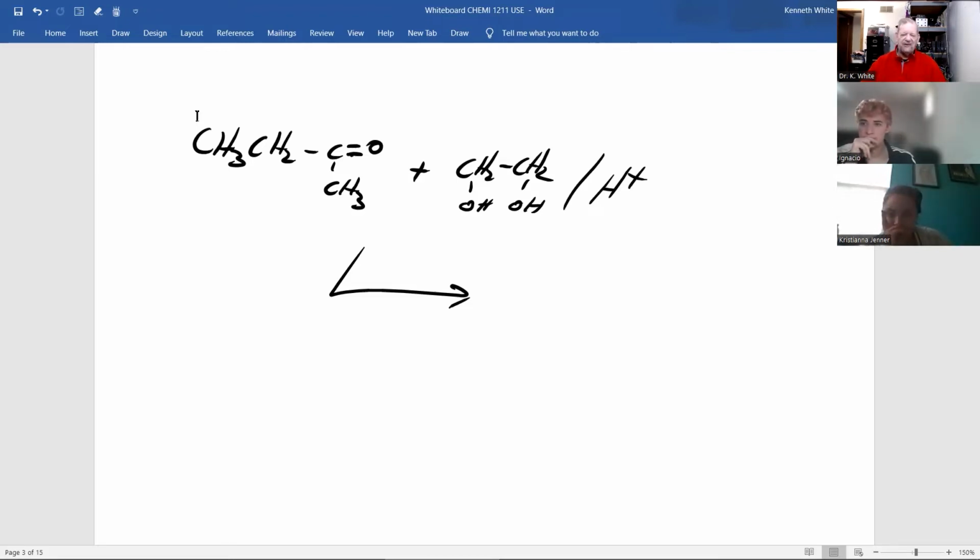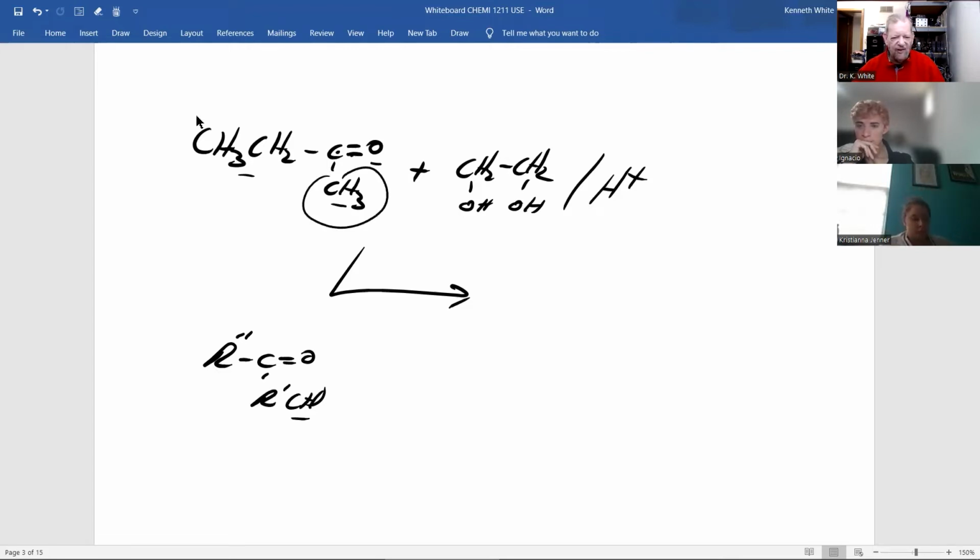All right, my turn. And if we look, what's different, what's not carbon, what's not hydrogen? Ooh, oxygen, double bond to carbon. Carbon's here and here. That's a ketone. Now, it could have been an aldehyde if the R prime was hydrogen, but it's not. So I'll call this R prime, R double prime.